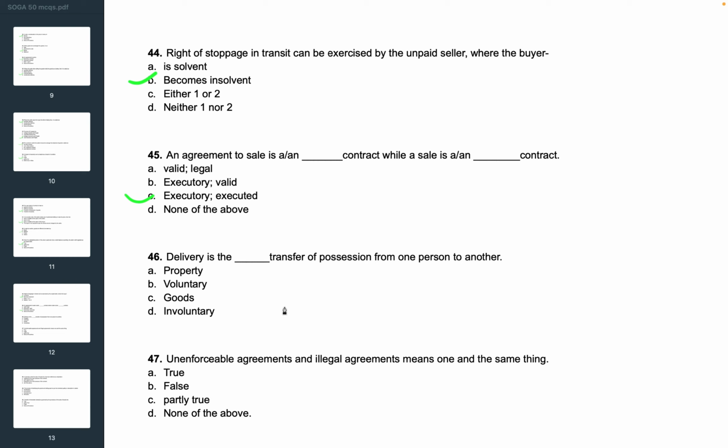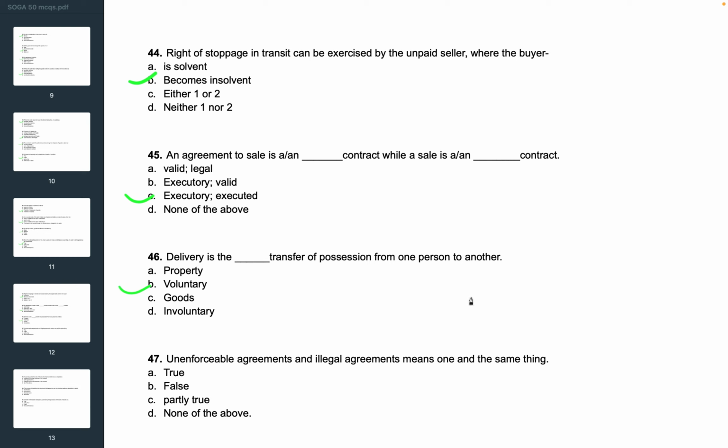Next question. Delivery is the dash transfer of possession from one person to another. The options are A. Property, B. Voluntary, C. Goods, D. Involuntary. The correct answer is B. Voluntary, which means delivery is the voluntary transfer of possession from one person to another.